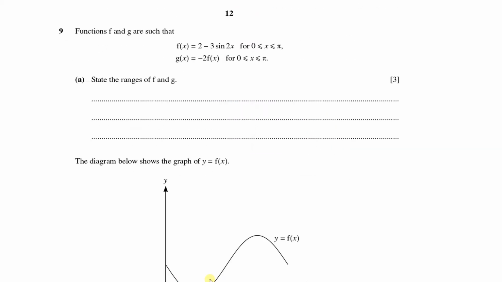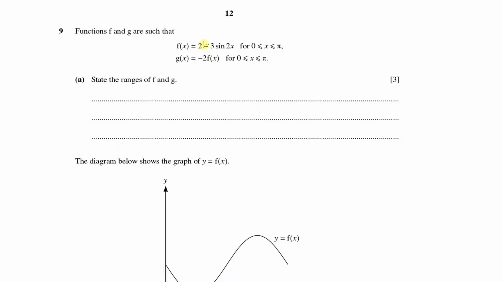Let's go to question number 9. Functions f and g are such that f of x is equal to 2 minus 3 sine x for 0 to pi, and g of x is equal to minus 2 of f of x for 0 to pi. So on A it says state the ranges of f and g.